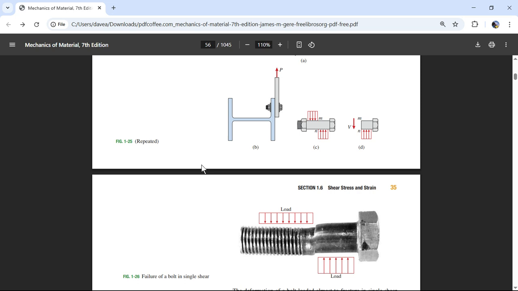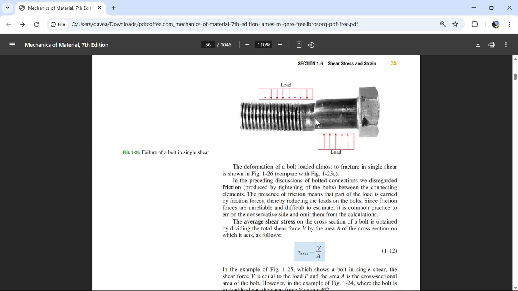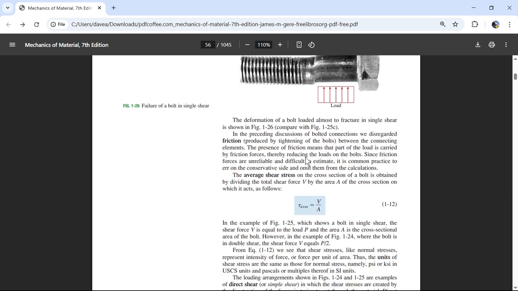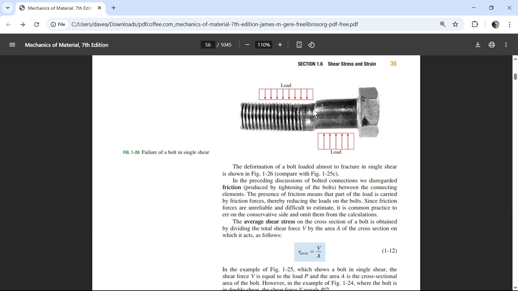We have a bolt and we're going to put loads on either side of this bolt. That's going to be a force, and that force is going to act over the internal area, the cross-sectional area of that bolt. So we apply a load here and a load there, and that's going to have pressures on that cross-sectional cut.